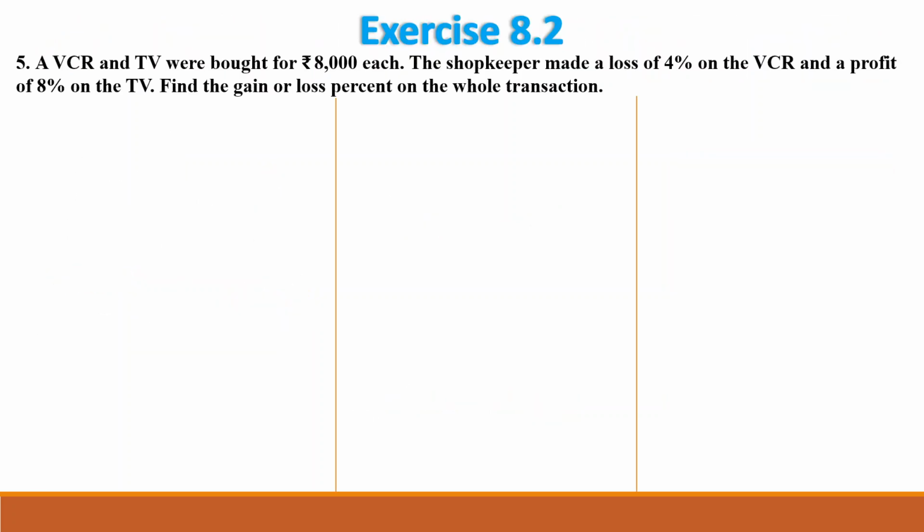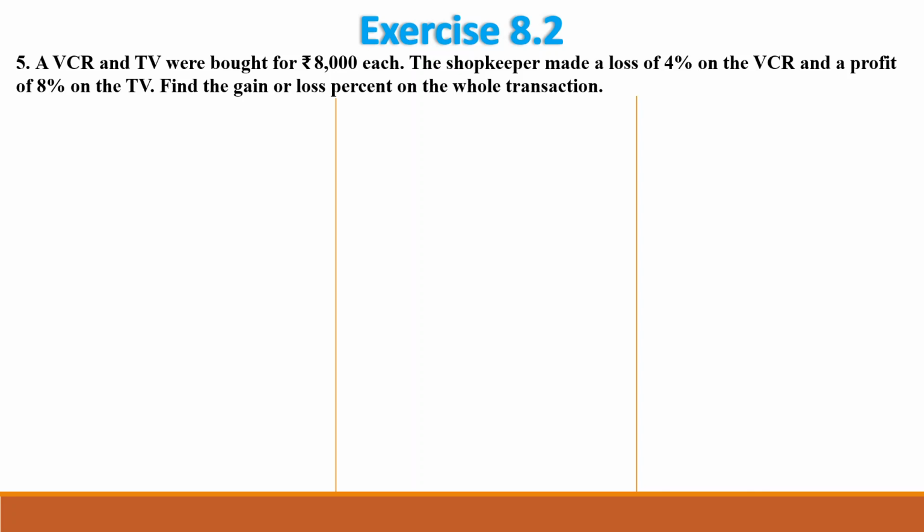So the first question is question number 5 according to the NCERT book, which says: a VCR and a TV were bought for rupees 8,000 each. The shopkeeper made a loss of 4% on the VCR and a profit of 8% on the TV. Find the gain or loss percent on the whole transaction.